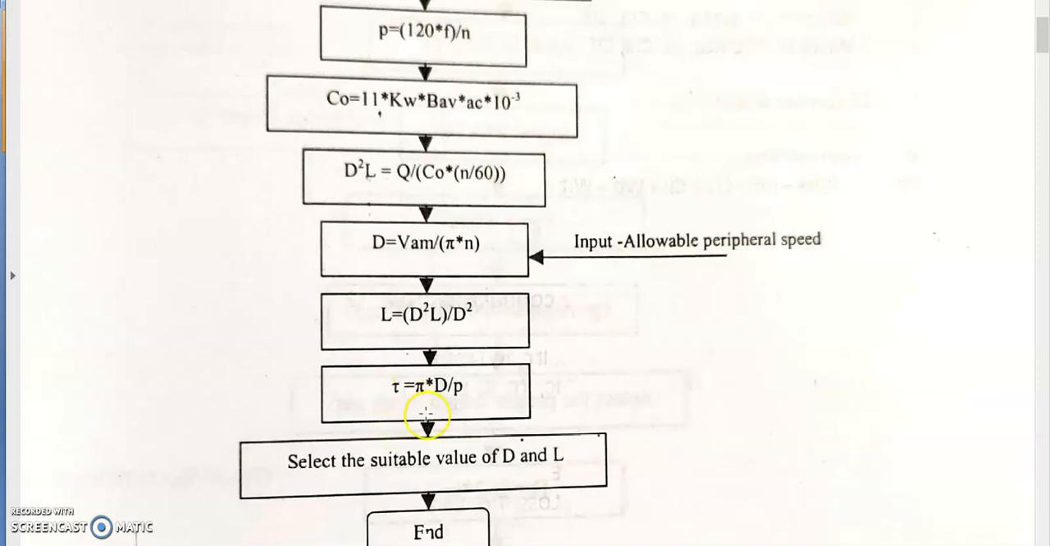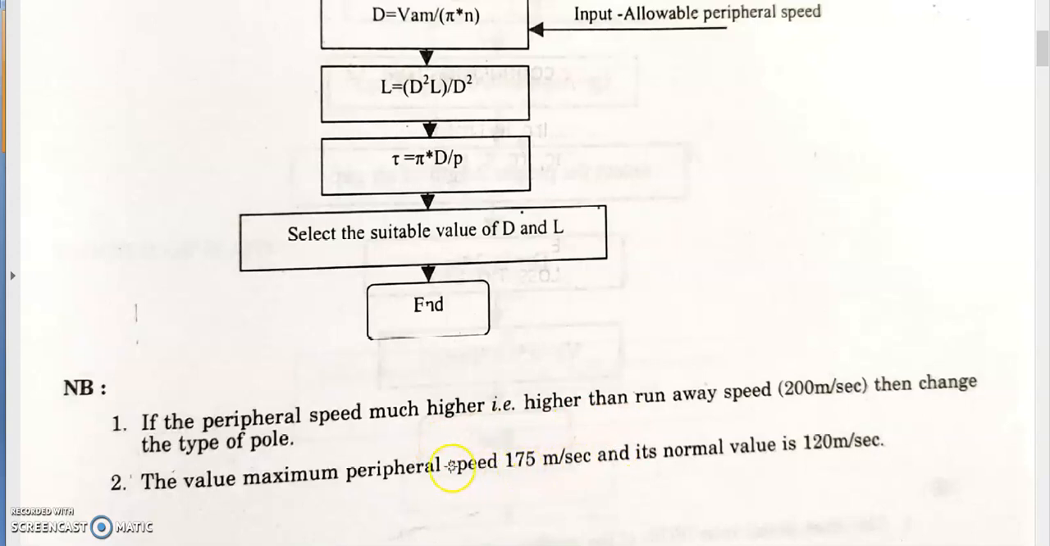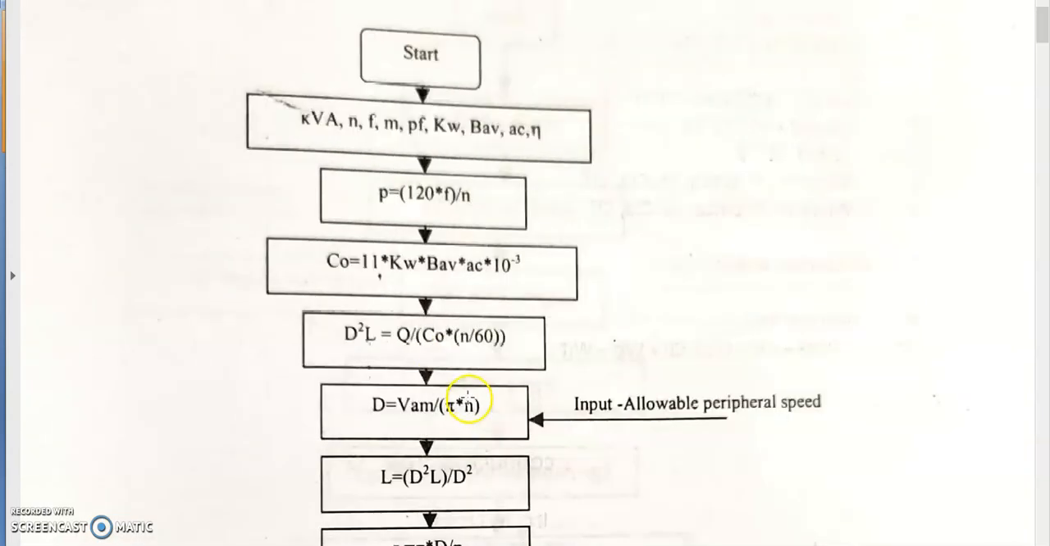And P is equal to 120 f by N. From this equation we will be calculating Ns to be substituted over here, and then we calculate C naught, then D square L, then D and L, and then we calculate tau. Then we select suitable values of D and L and verify the L by tau ratio condition. So this is how we are writing the flow chart. Then we have to verify whether the peripheral velocity is within the limit or not. This is how we calculate the main dimensions of the synchronous machine, and this is the flow chart.